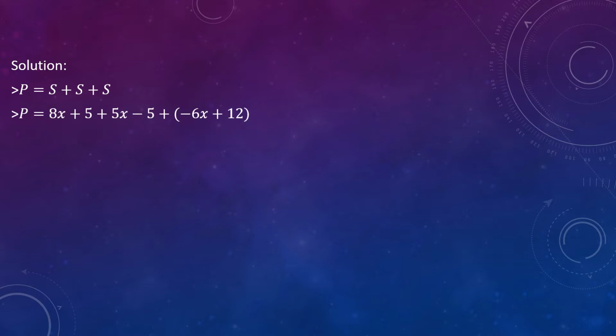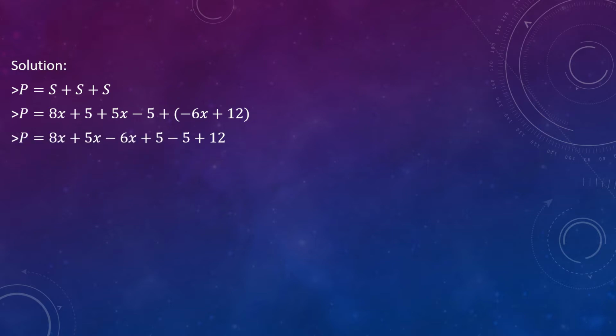Let's solve the problem. For our solution, since we are finding the perimeter of a triangle, its formula is simply the sum of the three sides. Let's substitute the lengths: P is equal to 8x plus 5 for the first side, 5x minus 5 for the second, and negative 6x plus 12 for the third side. Now let's simplify the equation by combining like terms.